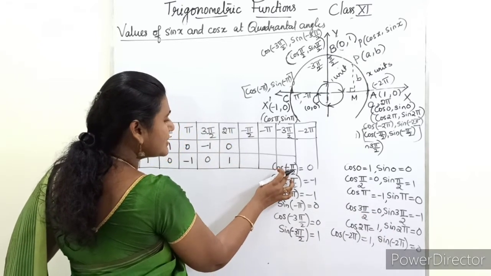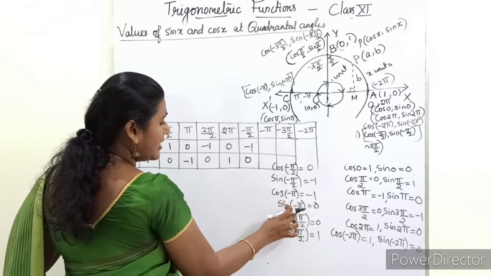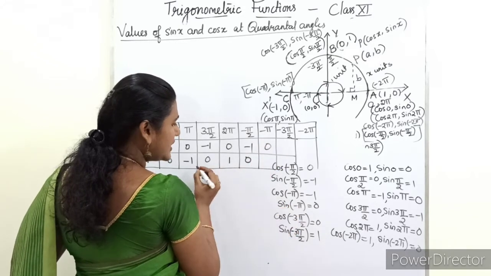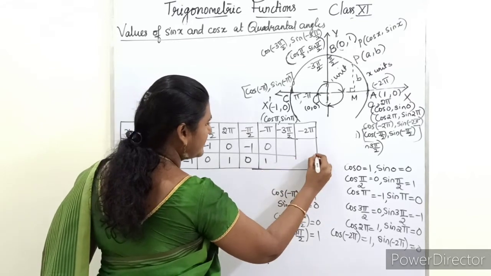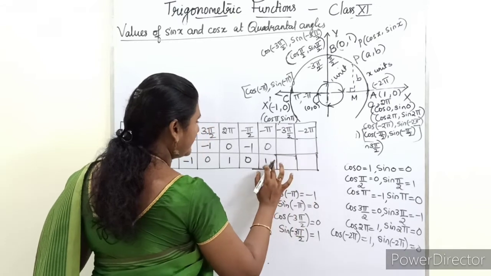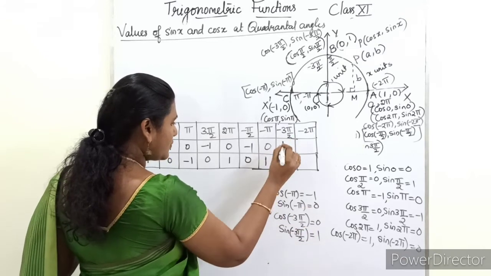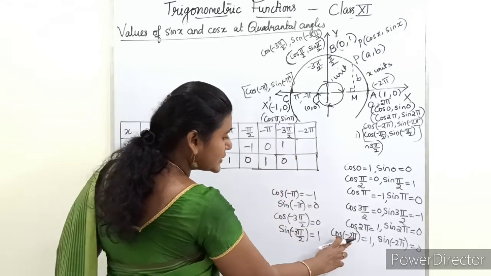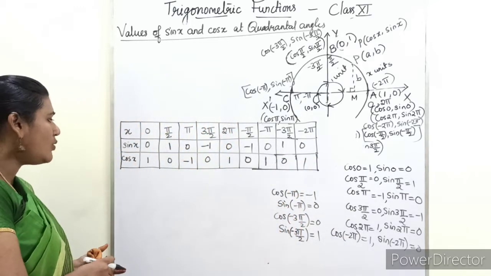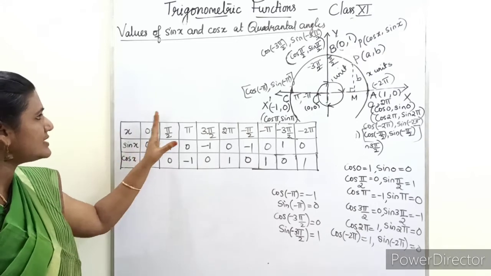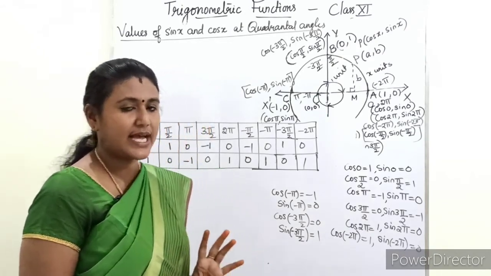Then for the negative values, cos minus pi by 2 is equal to 0 and sine minus pi by 2 is equal to minus 1. For minus pi, sine value 0, cos value minus 1. For minus 3 pi by 2, sine value is 1, cos is 0, and for minus 2 pi, sine value is 0 and cos value is 1. So we have got now the values of sine and cos on these quadrantal angles. Now we are going to see an important property of the functions sine and cos.